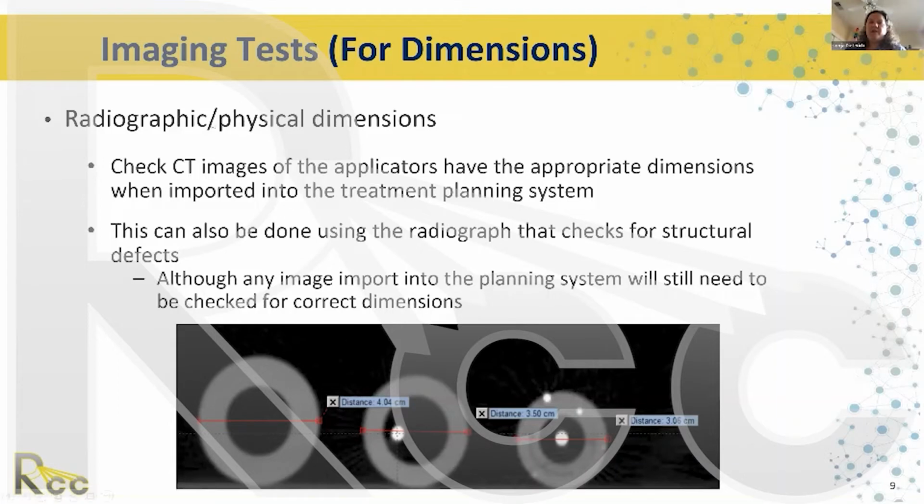So when you have applicators that have more of a volume, like ovoids and cylinders, multi-channel cylinders, I recommend doing a full CT image of the applicator and importing these images into the treatment planning system and measuring, like you see in that image below. So you can verify that there are no scaling issues. You can also do this using the radiograph. If you use 2D planning in your treatment planning system, you can also import the radiographs. So check for correct dimensions, both for the image itself and for the applicator. Okay, next slide, please.